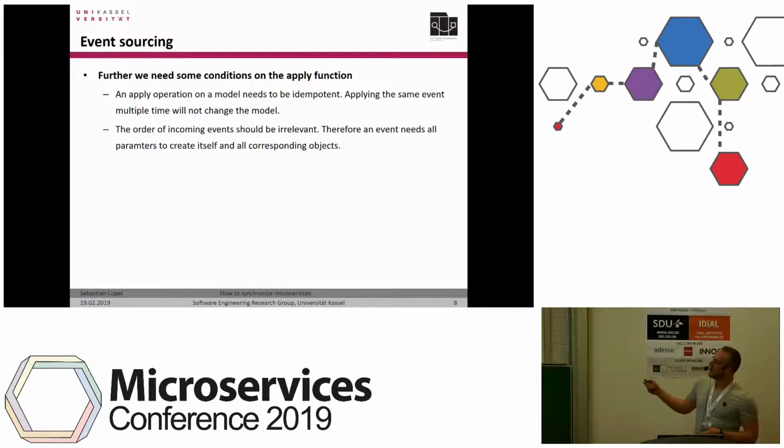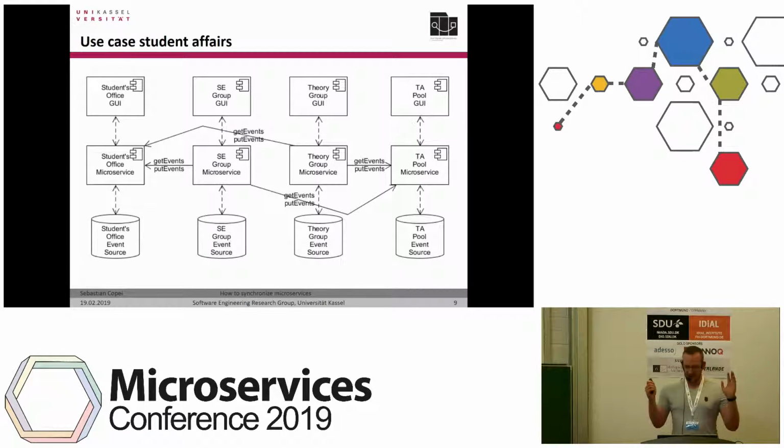So there is a little clue on this because an event needs all parameters to create itself and all corresponding objects. For example, if we want to create a course, then the event needs every information about the course and maybe about the lecturer who does the course.